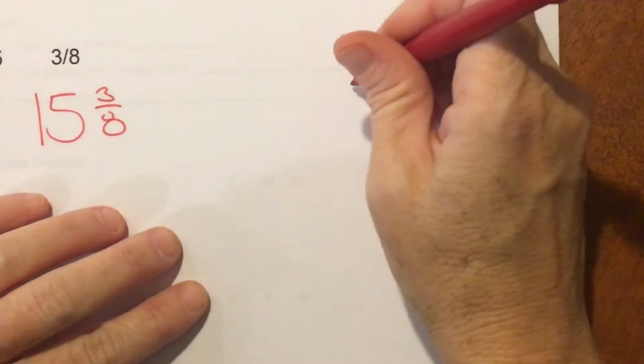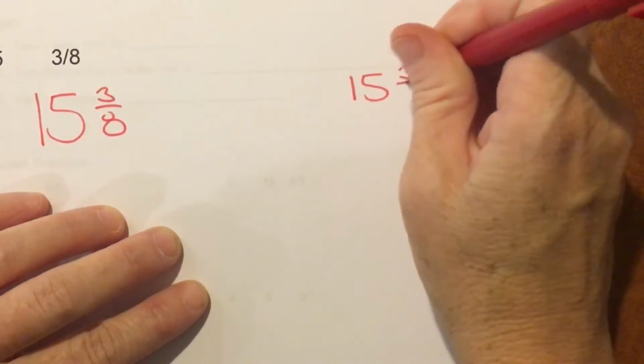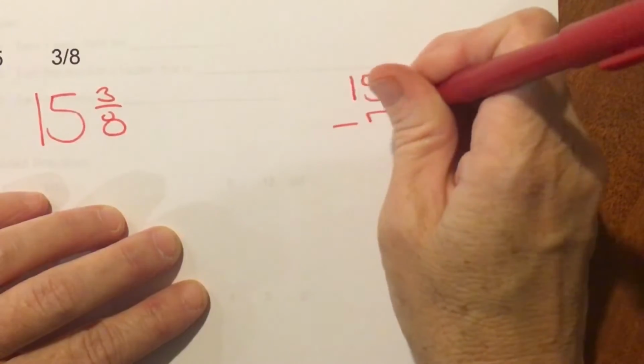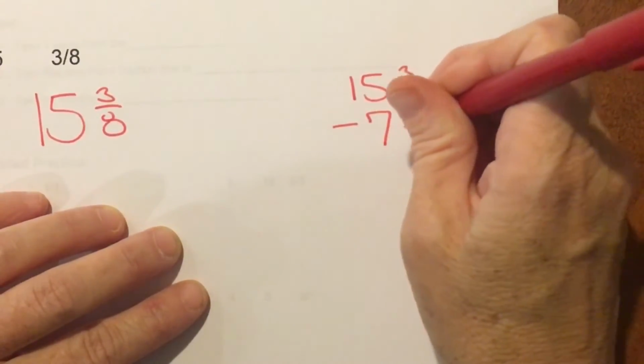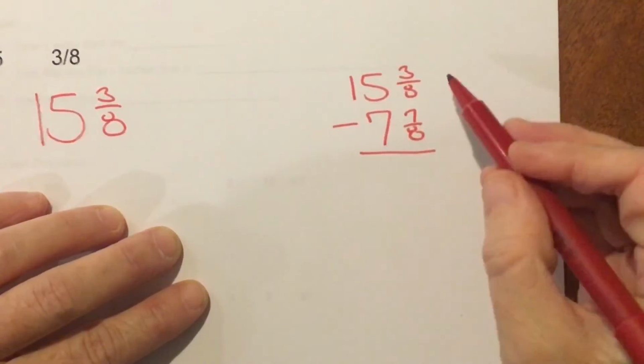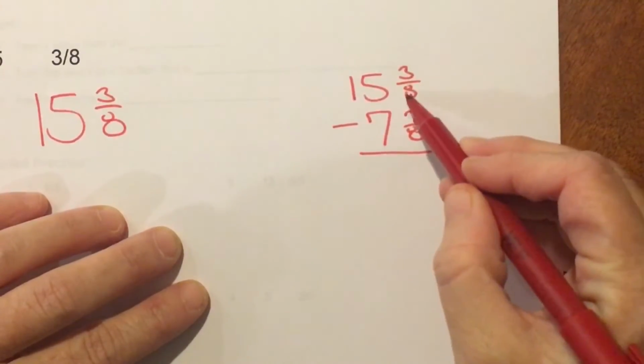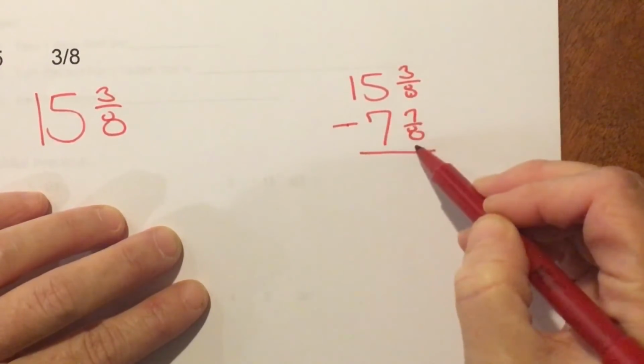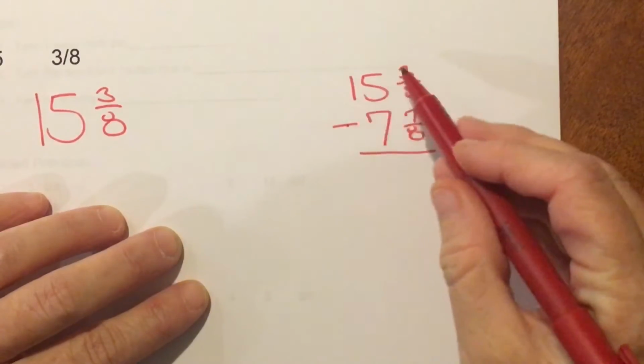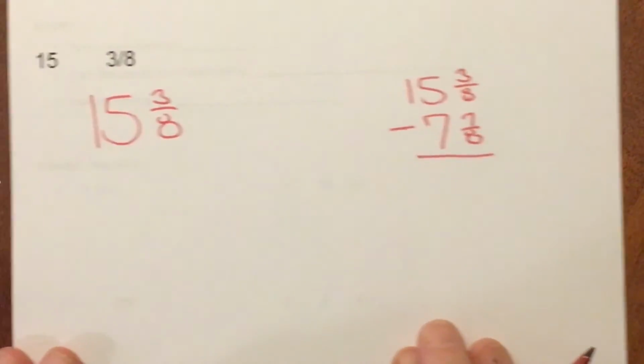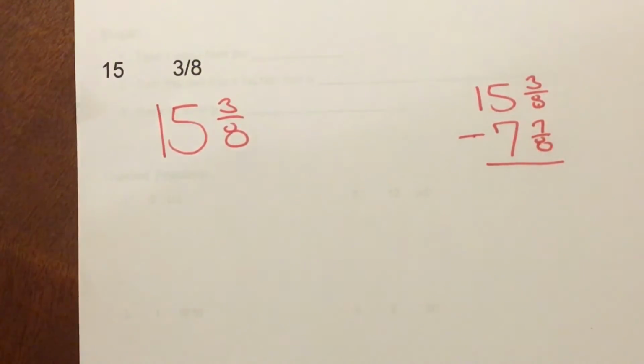So again, there might be a problem in the future that says 15 3/8 take away 7 7/8. Well, when I go to do this and I have 3/8 take away 7/8, that's going to be impossible. I won't have enough to take this away. So I'm going to need to borrow.